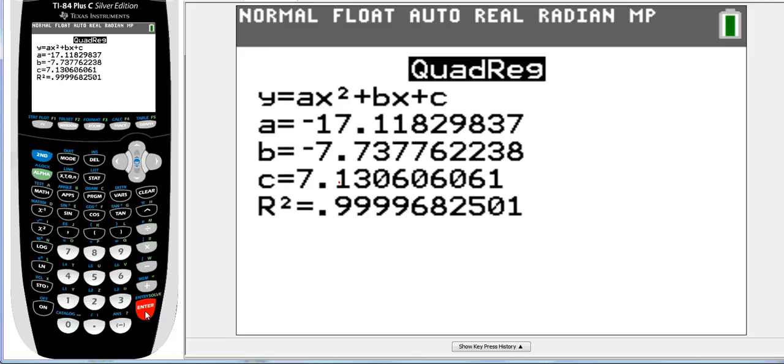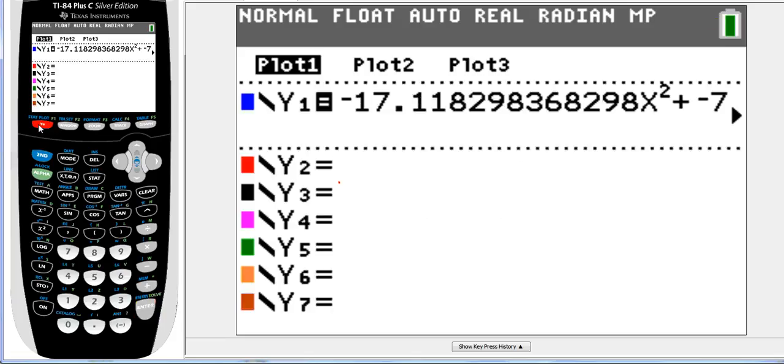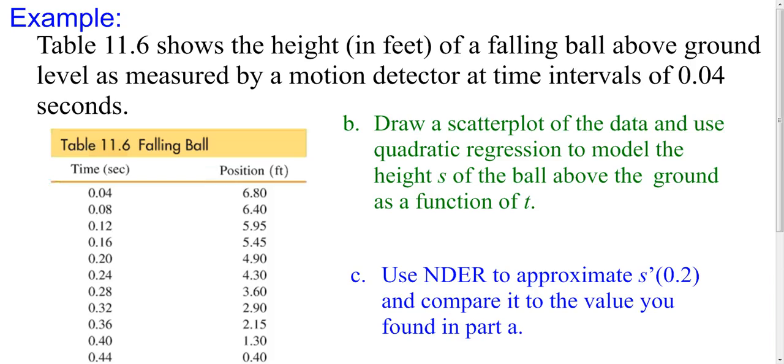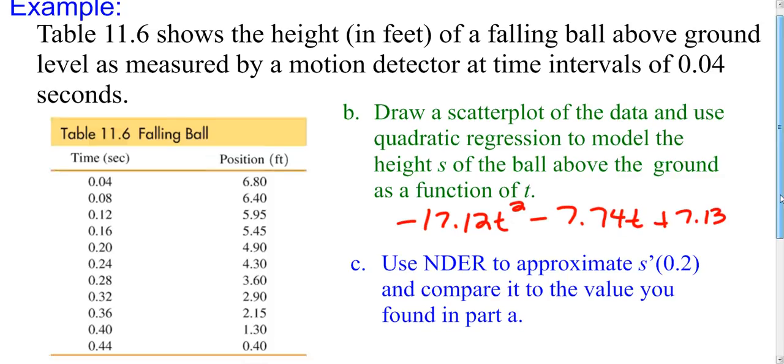First of all, if you can memorize it, you can certainly write that down and plug that all in, or you can just go up to y equals up here, and it's already in there for you. The only reason I need that, and by the way, you can just on part B, just sort of estimate this. Your regression equation becomes about negative 17.12 t squared minus 7.74 t plus 7.13. Okay, so it's about that.